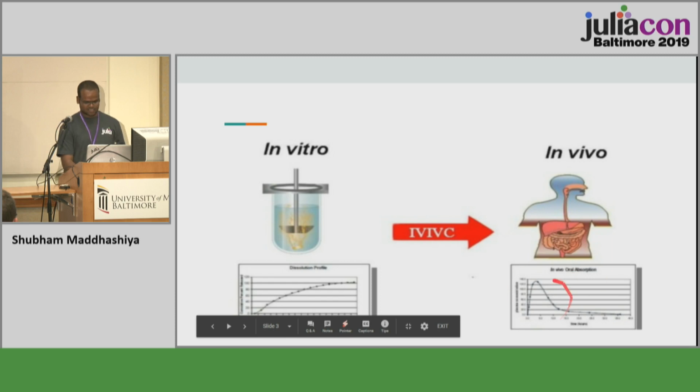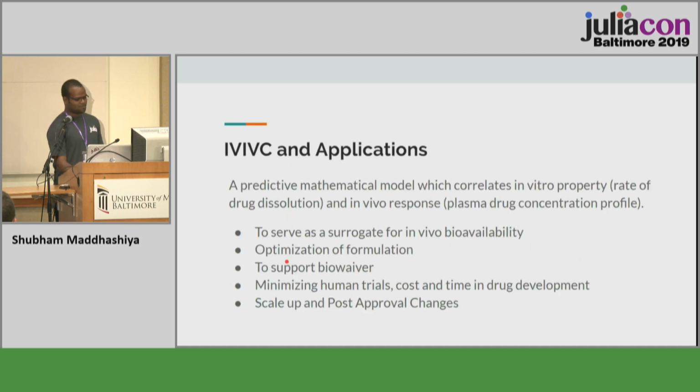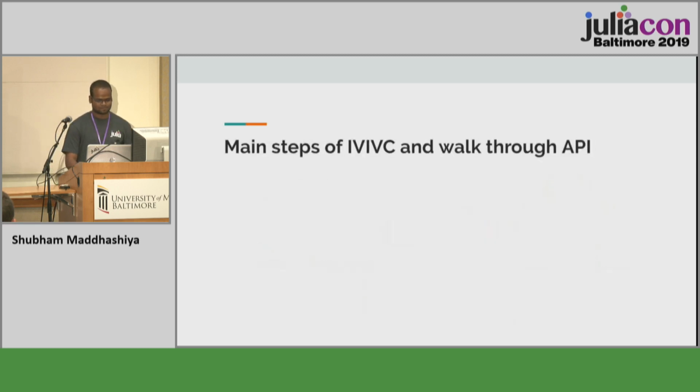So this is a plasma concentration profile in the blood, and we want to somehow predict it using IVIVC from the results based on experiments in the lab. The experiment is done in an artificial environment which can mimic the biological conditions. So IVIVC can act as a surrogate for bioavailability and for optimization of formulation to support biowaivers, and thus it minimizes human trials and cost and time in drug development, and it can also help in scale-up and post-approval change processes.